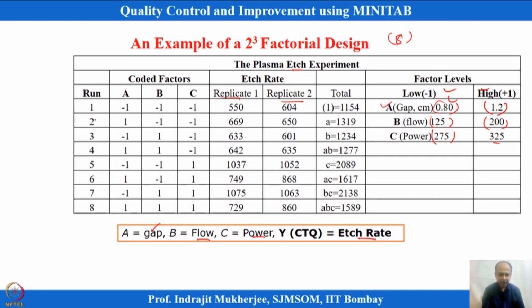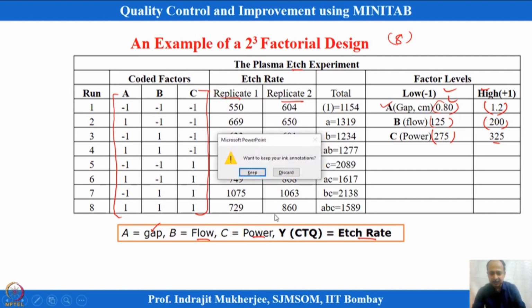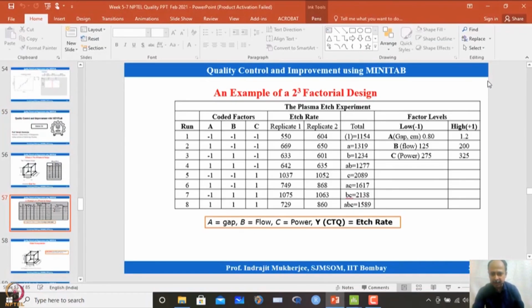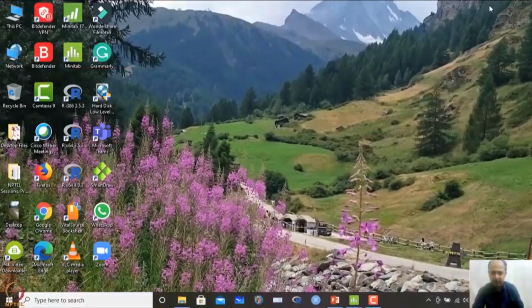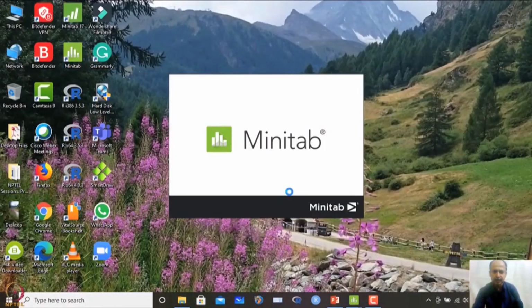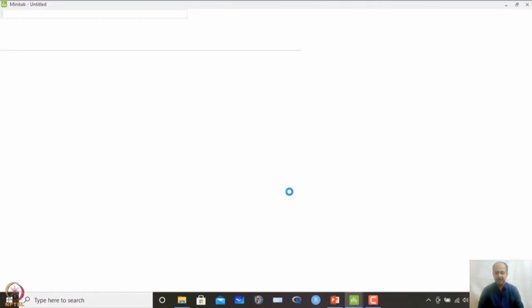So here we are using the coded design matrix, and this is the design matrix. MINITAB can automatically generate a 2 cube factorial design. So in this case, this is the factor. Let me just recap how we have generated that one. I will show you a 2 cube design with 2 replicates, and how we are creating it.